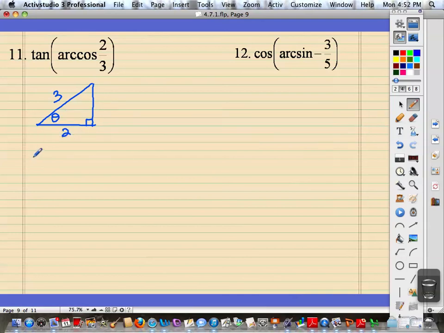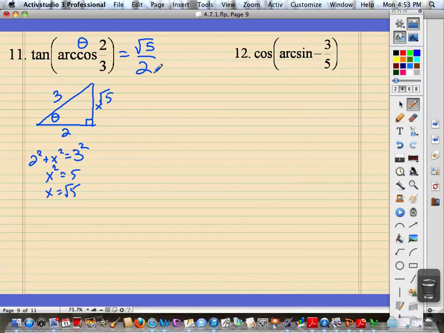Well, I'll just call this x. Using the Pythagorean theorem, x squared is going to be 9 minus 4, which is 5. So I get square root of 5. So remember, this arc cosine of 2/3 is giving us some value of theta, and we want the tangent of that theta. Well, tangent is opposite over adjacent, so that's going to be square root of 5 over 2, using the right triangle trig.